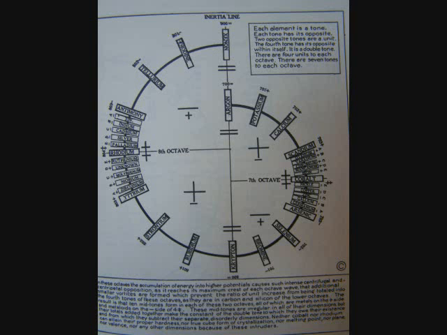Each element is a tone. Each tone has its opposite. Two opposite tones are a unit. The fourth tone has its opposite within itself. It is a double tone. There are 4 units to each octave. There are 7 tones to each octave.